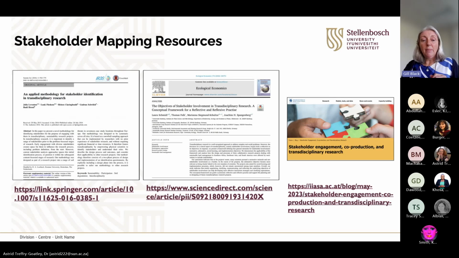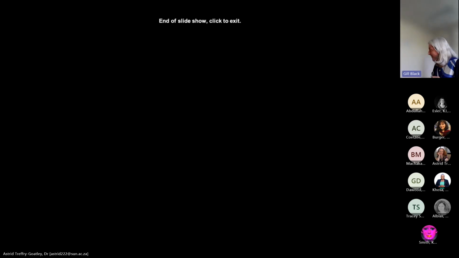And then just finally, these three papers here. The first 2 papers are more of an academic analysis of stakeholder mapping processes, and then thirdly, a really nice blog, which is available through that final link on the IIASA website. So that's it. Are there any questions or clarifications?